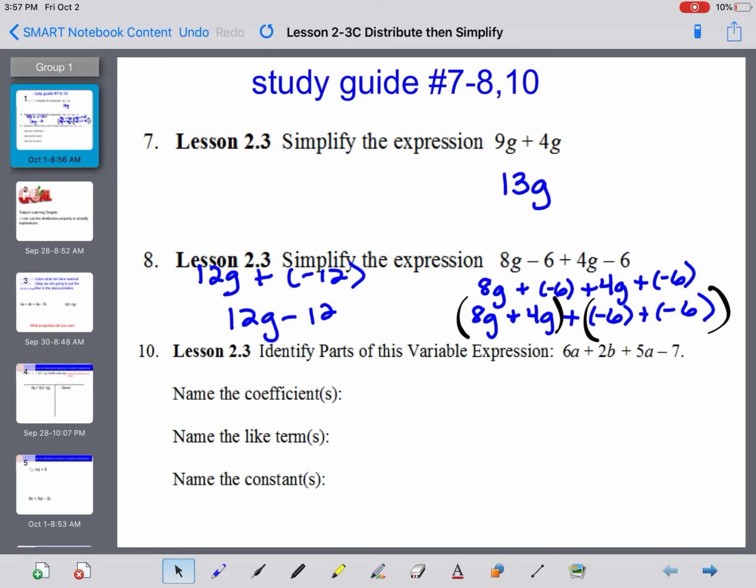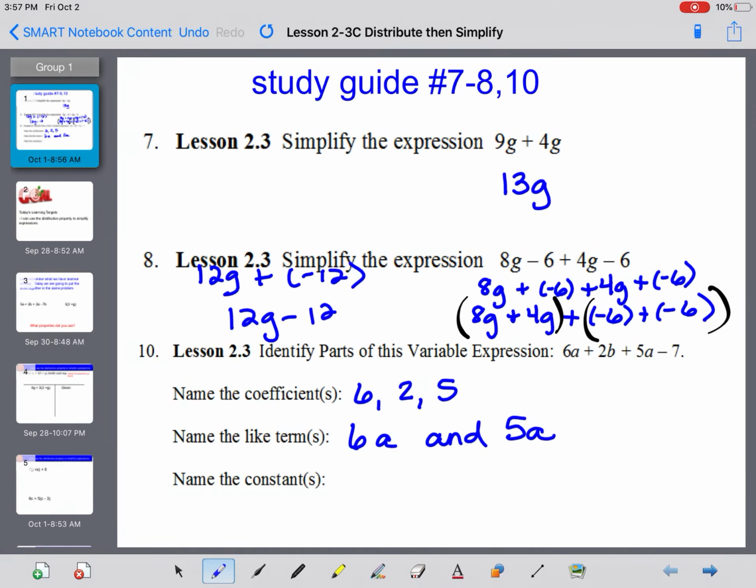Okay, so in this variable expression, name the coefficients. The coefficients are the numbers in front of or being multiplied by a variable. 6, 2, and 5 are my coefficients. Notice I did not label the variables when I labeled the coefficients. Name the like terms. I have one set of like terms. They are 6a and 5a.